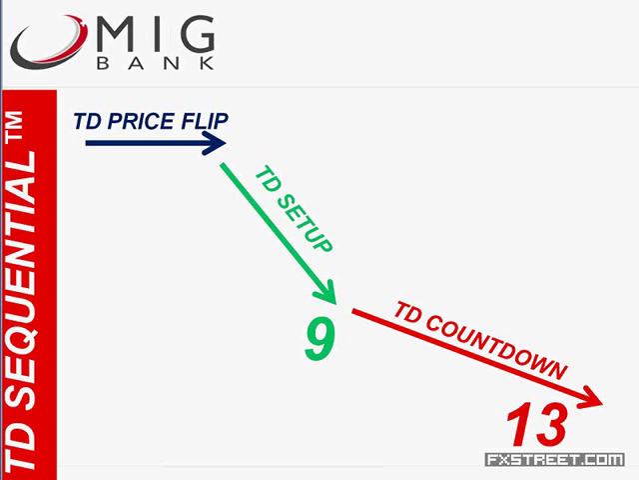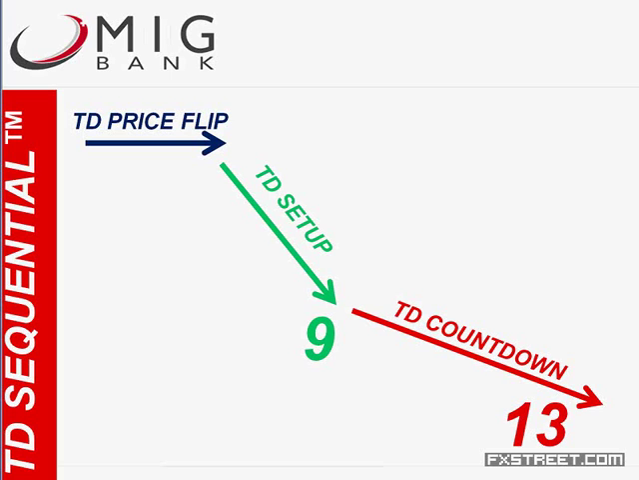First stage, the TD setup, you will know that stage has been completed when you get the number nine appear. And the last stage, the TD countdown, you will know when that stage, and the grand signal itself, the final signal of the entire sequential process, has been activated by the number 13.